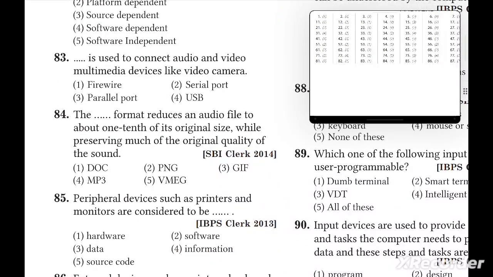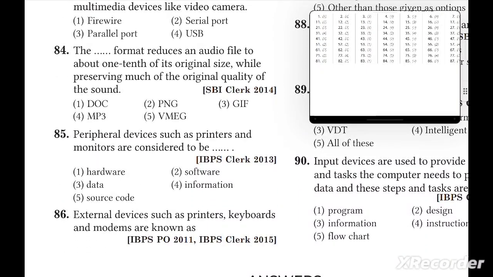Next question, dash is used to connect audio and video multimedia devices like video camera. First, firewire, second, serial port, third, parallel port, fourth, USB. The correct answer is first, firewire.